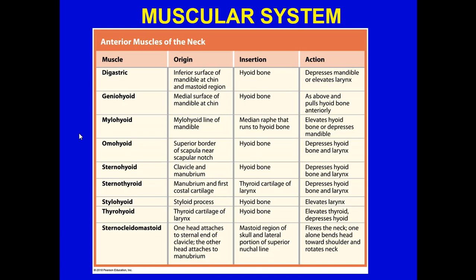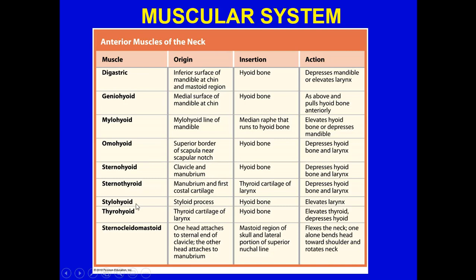That's what I want you to review. Digastric will elevate the mandible and elevate the larynx. Geniohyoid as above and pulls the hyoid bone anteriorly. Mylohyoid elevates the hyoid bone or depresses the mandible. The omohyoid depresses the hyoid bone and larynx. Sternohyoid depresses the hyoid bone and larynx, and again the same thing with the sternothyroid.